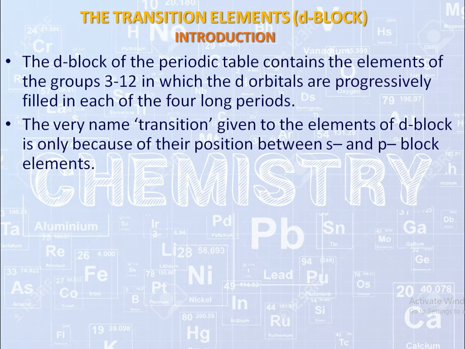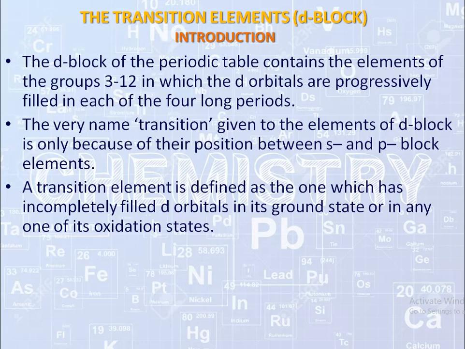So, the name transition given to D block elements is only because of their position between S and P block elements. Now, according to IUPAC, transition elements are also defined as the elements which have partly or incompletely filled (n-1) d orbitals in their elementary state or in any of their common oxidation states. So, we can say that a transition element is defined as one which has an incompletely filled d orbital in its ground state or in any one of its oxidation states.